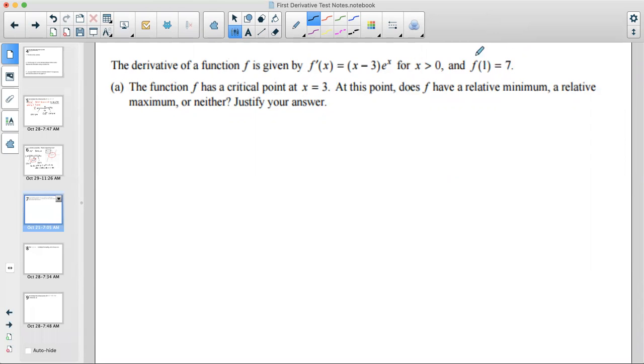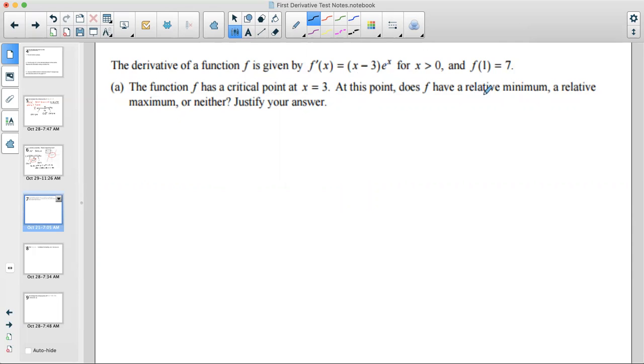And f of 1 is 7. I don't think we're going to need this. This is for a second part of the problem, but they tell me the derivative for x greater than 0. So I don't have to take the derivative, I'm just given the derivative. And it says the function f has a critical point at x equals 3, which you might be able to tell because if I plug a 3 in here for x, I get f prime is equal to 0 because 3 minus 3 is 0. It turns out for this function, that's the only critical point, but we don't have to worry about that. It just says it has a critical point at 3.